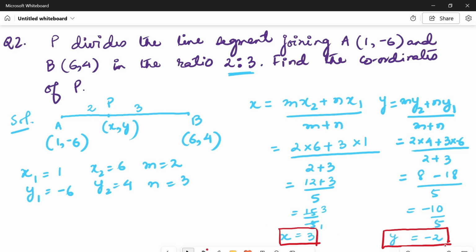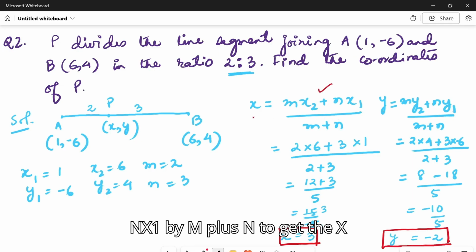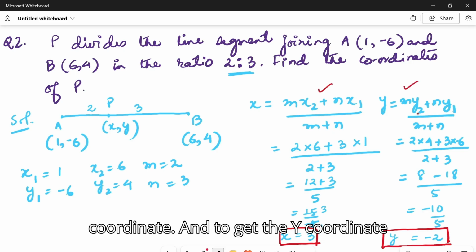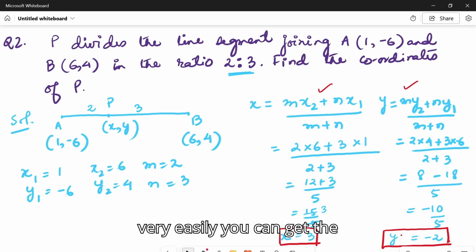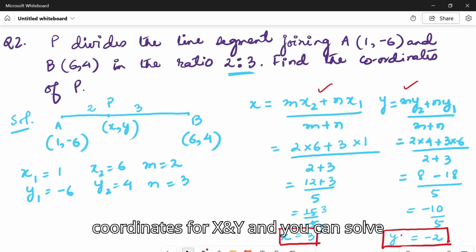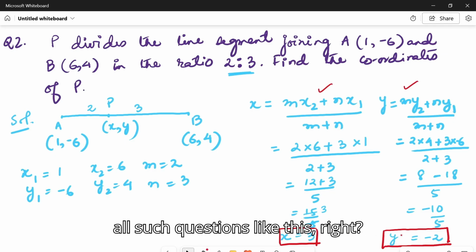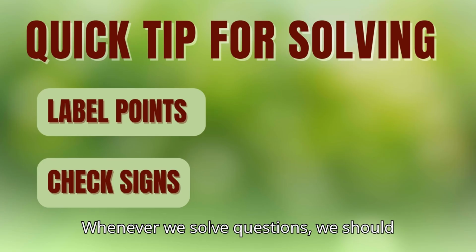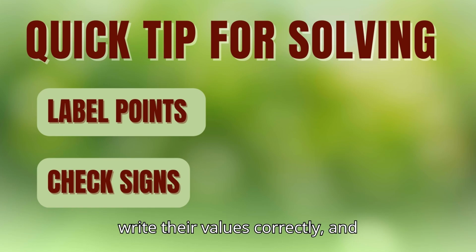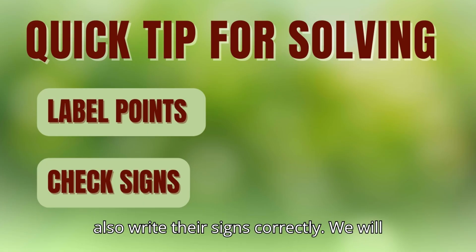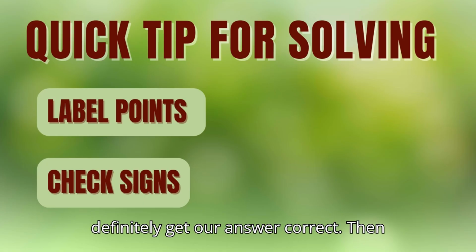The formula is mx2 plus nx1 by m plus n to get the x coordinate, and to get the y coordinate, my2 plus ny1 by m plus n. So very easily you can get the coordinates for x and y, and you can solve all such questions like this. Whenever we solve questions, we should label our points correctly, write their values correctly, and also write their signs correctly. We will definitely get our answer correct then.